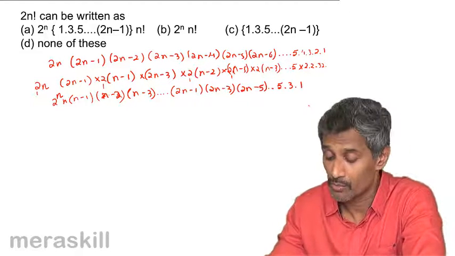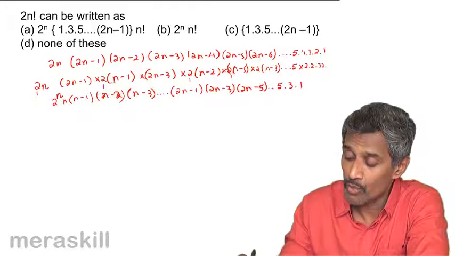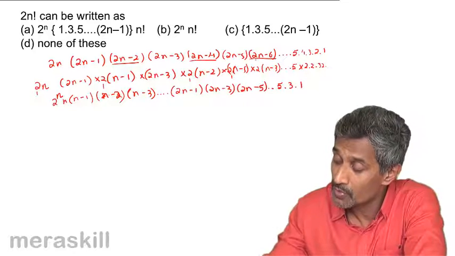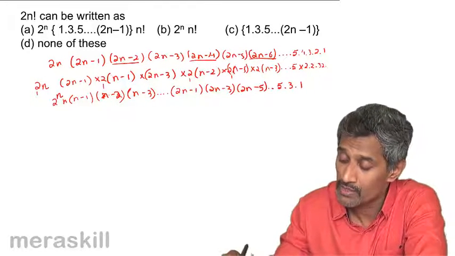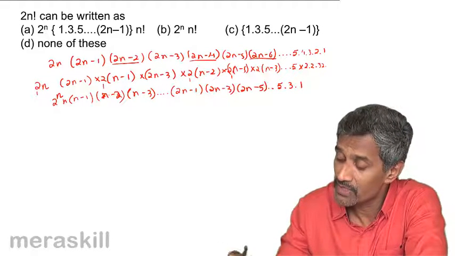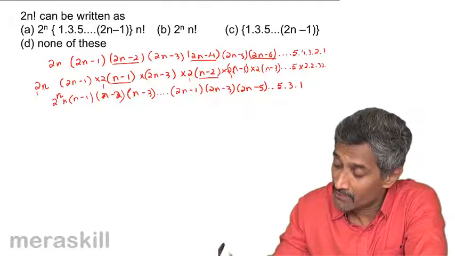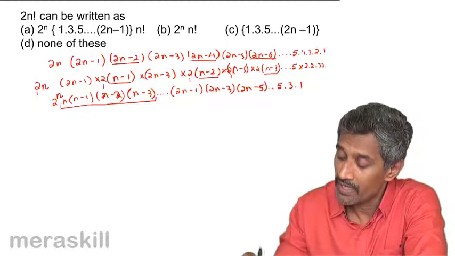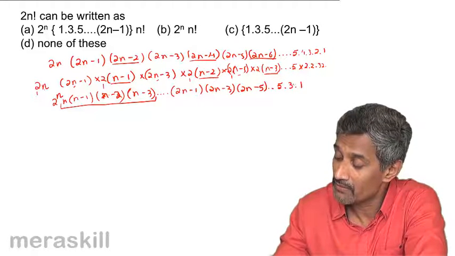This is the way it works out to be. So it's 2 raised to n. If you collect all the even number terms like 2n minus 2, 2n minus 4, 2n minus 6, you can take out 2 as a common factor, and all these 2's from the even numbered ones become 2 raised to n. N minus 1, n minus 2, n minus 3 will come together this way, and the remaining 2n minus 1, 2n minus 3, 2n minus 5 will work out to be this.